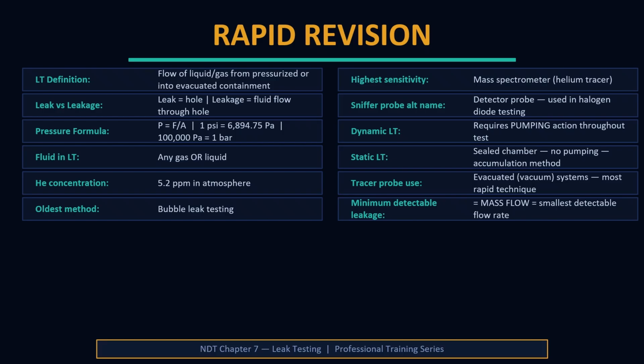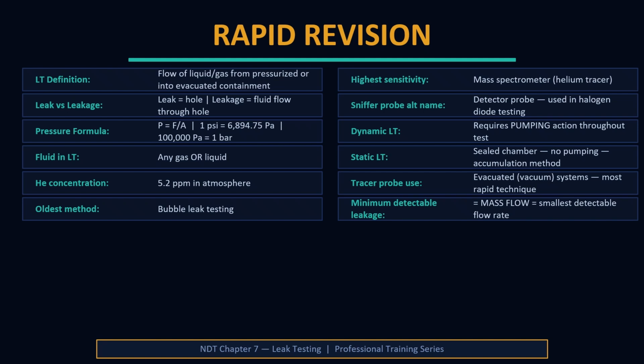The flow of liquids or gases through a containment boundary. What is a leak? A physical opening. What is leakage? Actual fluid flow. Pressure formula. P equals F/A. Oldest leak testing method? Bubble testing. Highest sensitivity technique? Mass spectrometer testing.